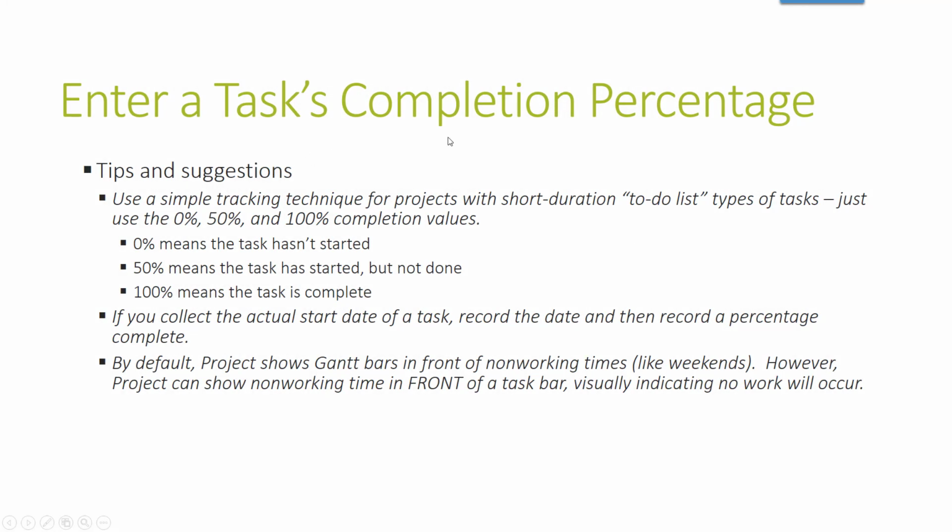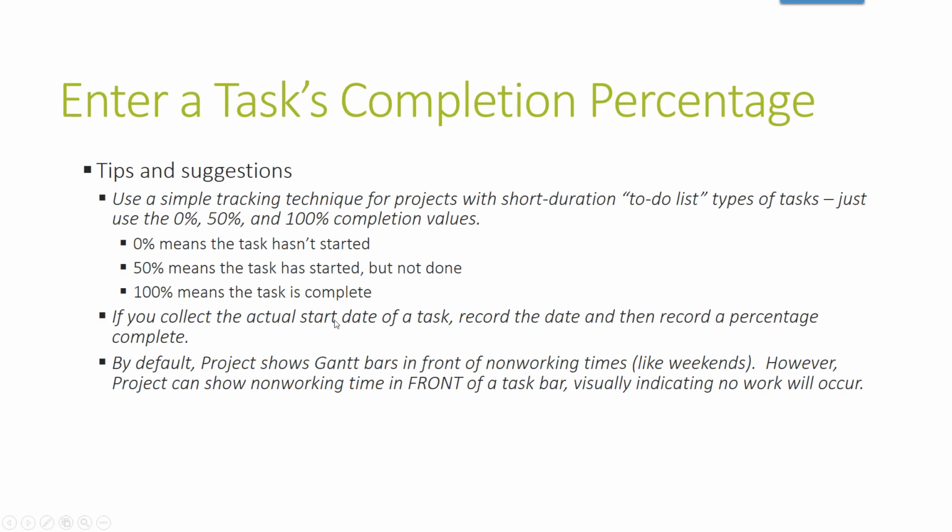So some of the suggestions and tips for using this: use a simple tracking technique for projects with short-term duration, like to-do list type of tasks, and then just use the 0, 50, 100. So 0 means you haven't started the task. 50% means that it's started, but it's not done. 100% means it's done. So it's almost like flags: not started, started, done, right? Instead, you can set this in your mind or in the standards for the project. If you're using these percentages, that's what those correlate to: not started, started, done.